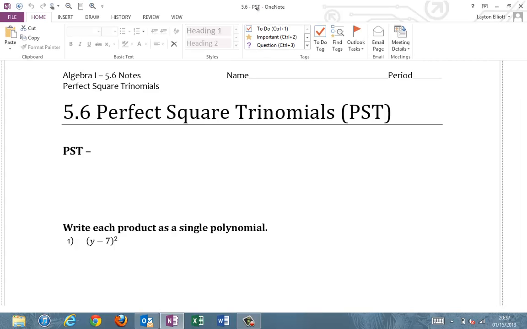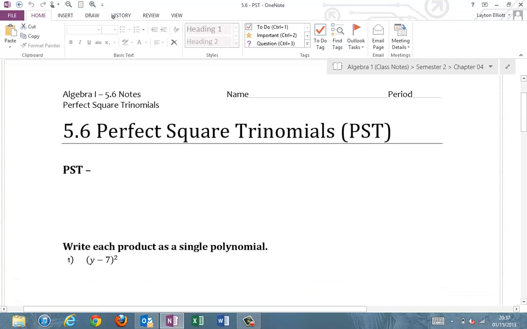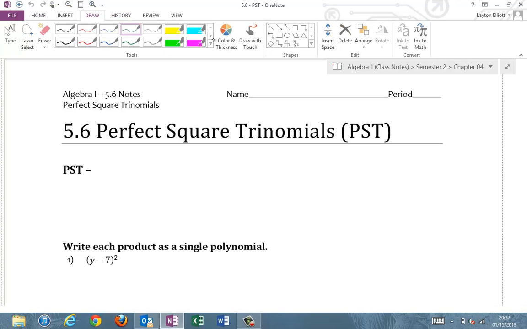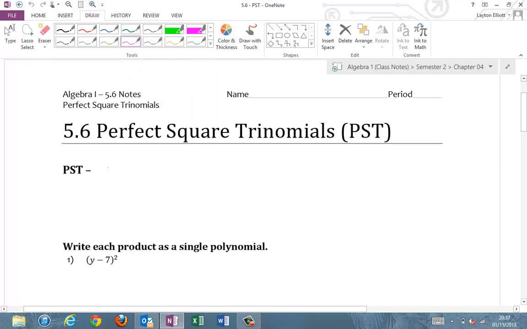Hello and welcome to Perfect Square Trinomials, the next in our series of multiplying polynomials videos. The PST is an abbreviation that we create. It's entirely ours and no one else's. It might be someone else's, but it actually stands for Perfect Square Trinomial without the S. What is a perfect square trinomial?